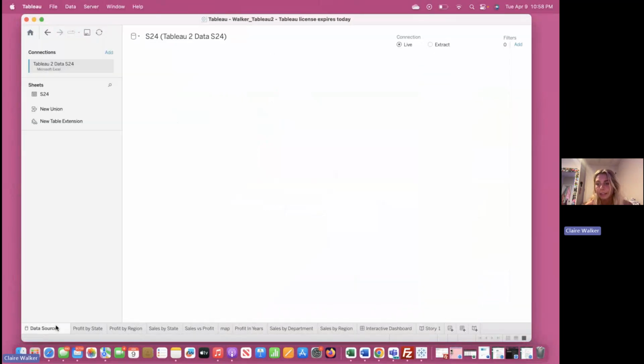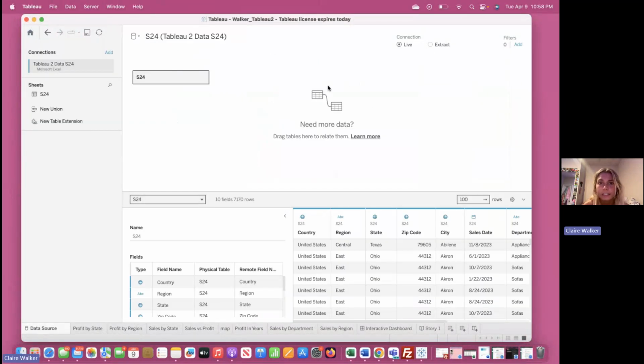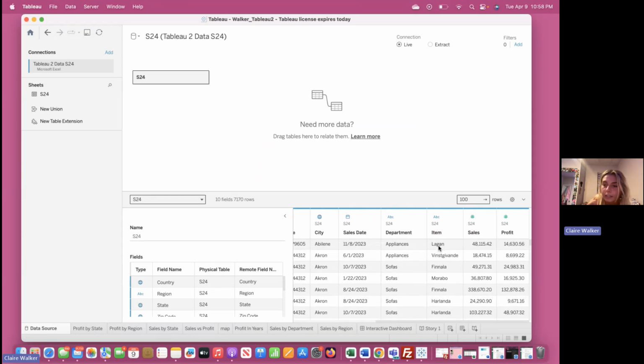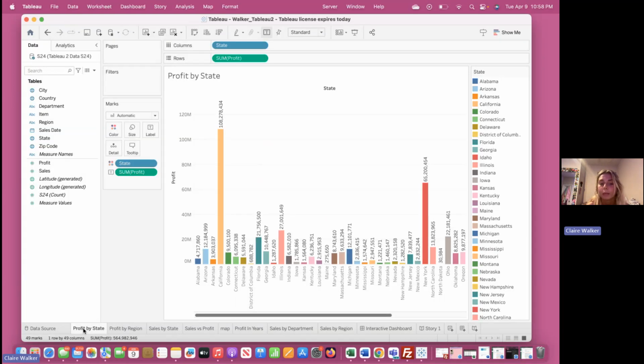So this is the data here that you can see. With this, you can see how we're given all the states, the regions, the countries, the zip codes. We're also given all of this data: departments, item sales, and profit. So by this, I like to break it down by profit, by sales, region, and profit by region and state, and sales by region and state.